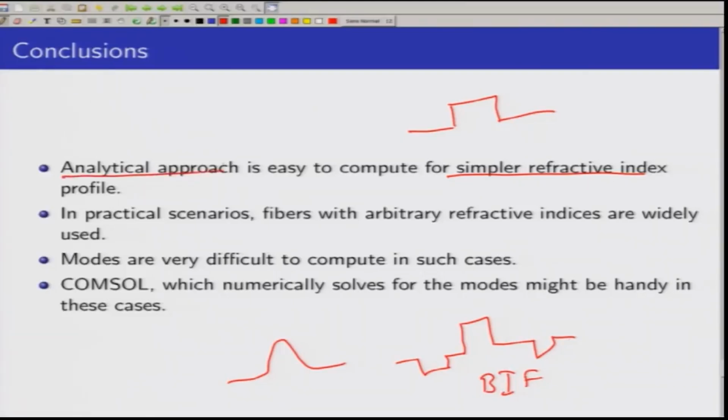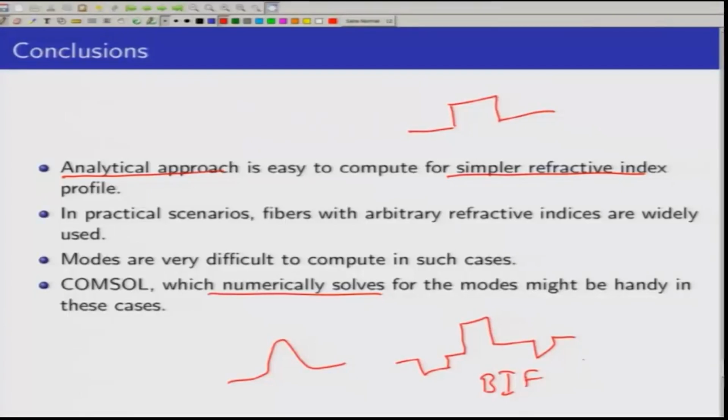So, what do we do? In those scenarios, software like COMSOL, which numerically solves the problem of modes, might come in very handy and solves our problem of very complex equations and very tedious calculations. So, for cases of very complex refractive index profiles, these numerical methods might come in very handy, giving us accurate results in comparison with the analytical approach.